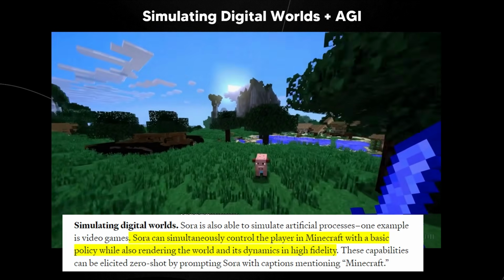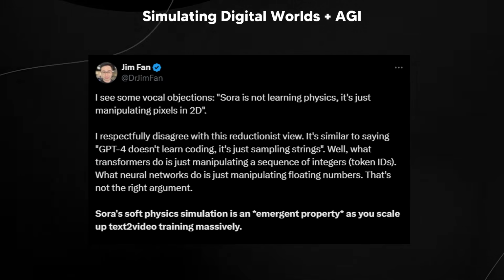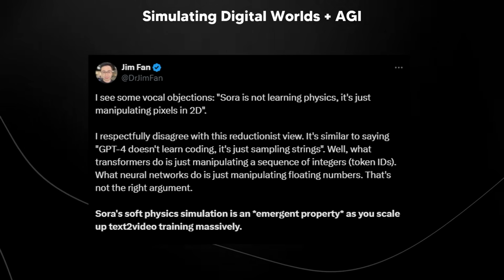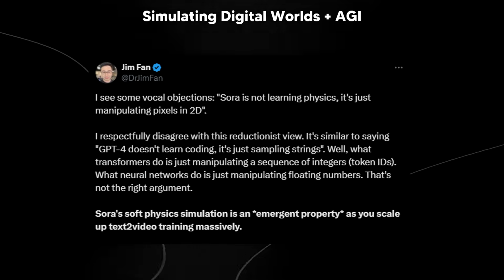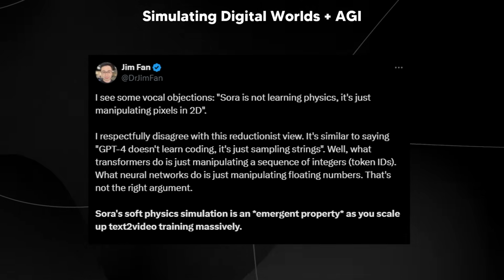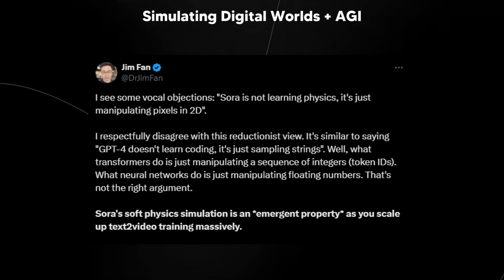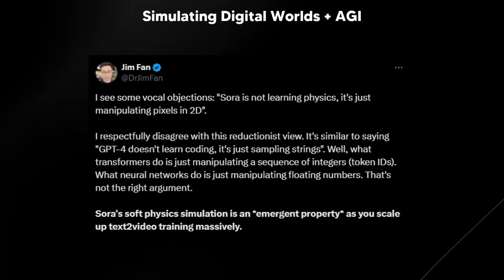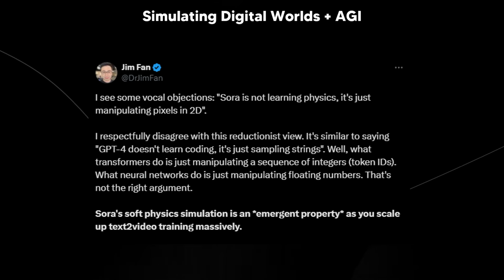Now, there was also a very interesting statement from Jim Fan, and this is a point that I was trying to make. It says, I see some vocal objections: Sora is not learning physics, it's just manipulating pixels in 2D. And I respectfully disagree with this reductionist view. It's similar to saying that GPT-4 doesn't learn coding, it's just sampling strings. Well, what transformers do is just manipulating a sequence of integers, which are token IDs, and what neural networks do is just manipulate floating numbers, and that's not the right argument.